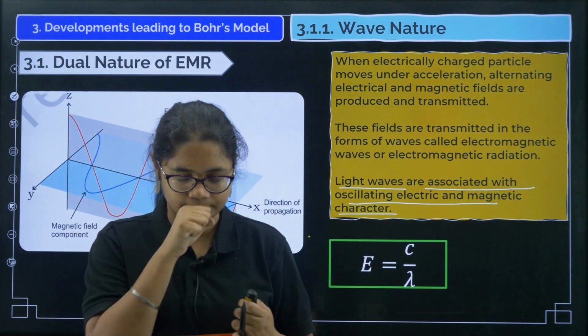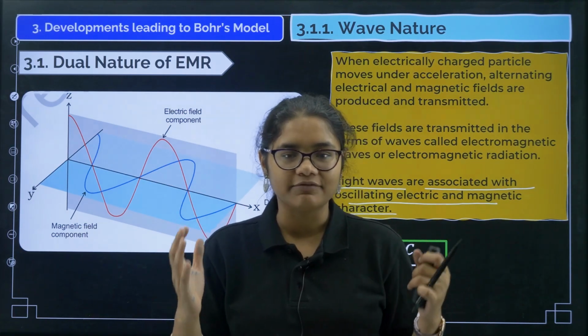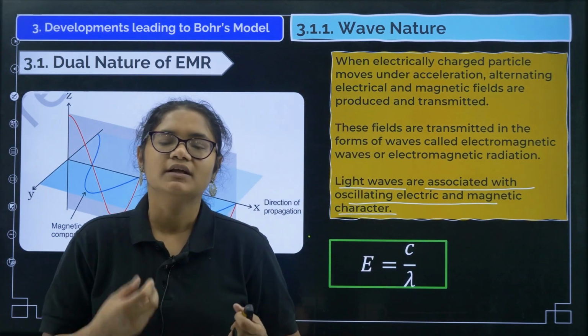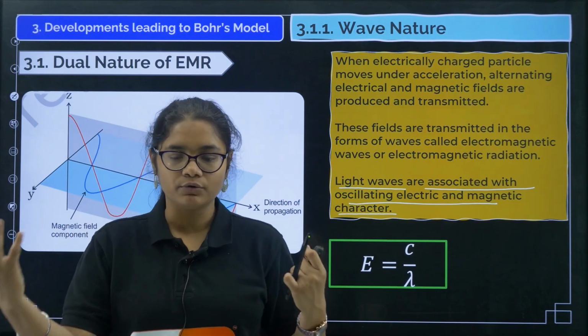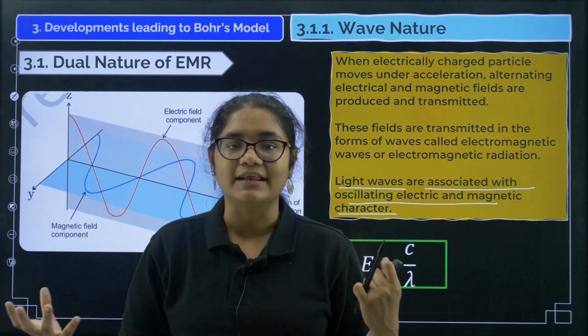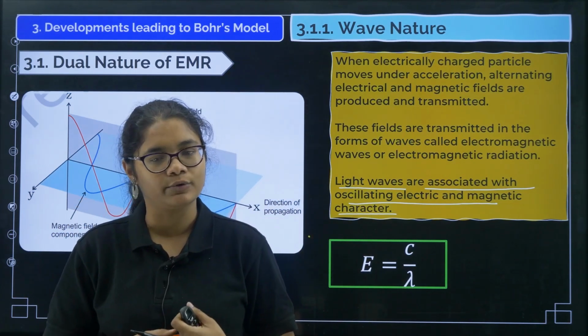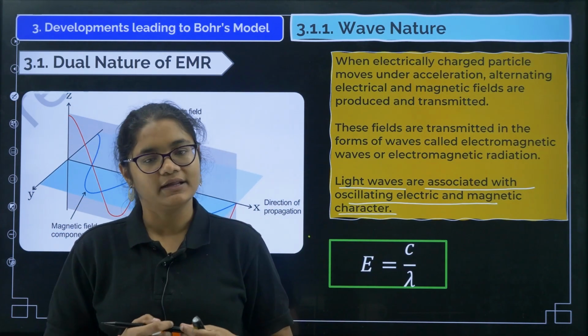Suppose, for example, you want to transfer letters. The medium is the post office, right? Similarly, if you want to transfer energy from one place to another, which carrier, which medium, or which source can do that? That is your electromagnetic radiation.